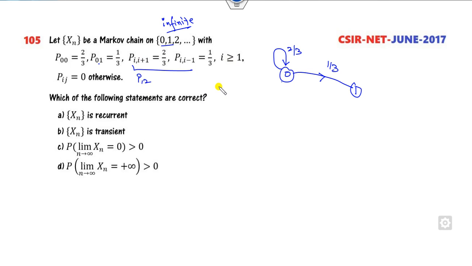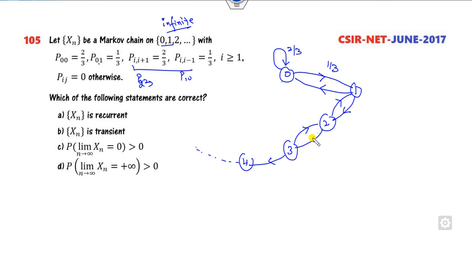And this is my 1 to 0 here. Then when i is equal to 2, then it is my 2 to 3, which has some probability, and this will be my 2 to 1 here. Similarly, you can see this is my 4, and then here, and so on. But it is infinite.